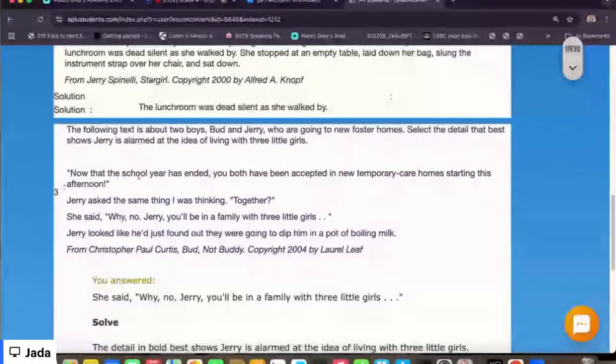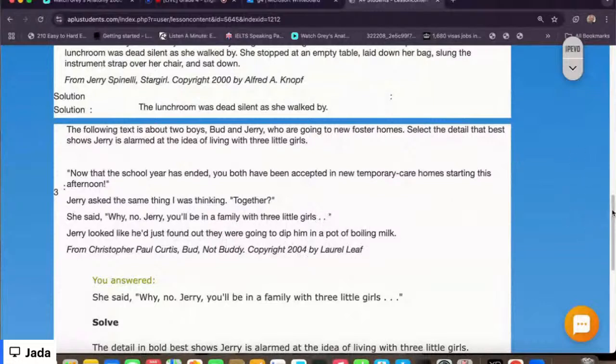Now that the school year has ended, you both have been accepted in new temporary care homes starting this afternoon. Jerry asked the same thing I was thinking. Together, she said, why? No, Jerry, you'll be in a family with three little girls. Jerry looked like he had just found out they were going to dip him in a pot of boiling milk.